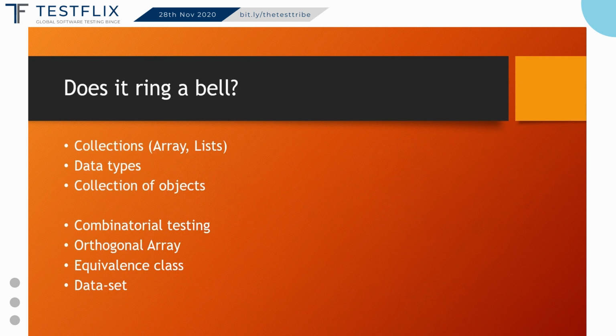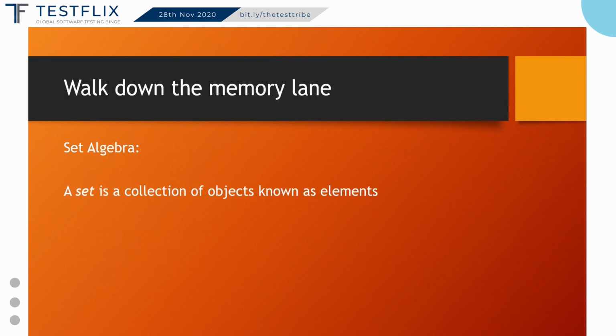So to begin with, do these terminologies ring a bell? Collections, data types, collections of objects, combinatorial testing, orthogonal array, equivalence class for datasets. All these involve testing and even coding for that matter. You may use it in your automation or you may use it in your test design or test planning. So which area of mathematics deals with data or grouping of data? It's nothing but set algebra.